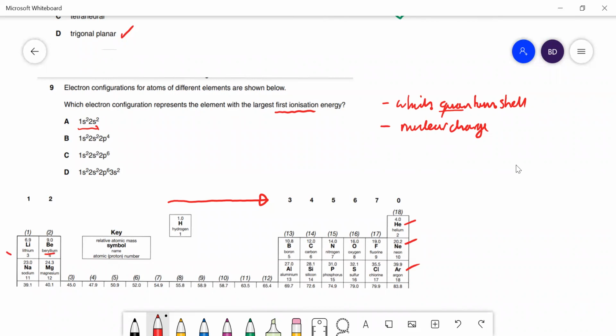That's beryllium. B is going to be 2p4, that's going to be oxygen. That's going to be quite high because it's quite a long way along the period. But this one is going to be higher, 2p6. That's neon. That's got the biggest nuclear charge for period 2. And then D, well, that's going to be lower. That's actually going to be magnesium. That's going to be lower on 2 counts. One, it's in the third quantum shell, further from the nucleus, and magnesium is over on the left-hand side of that period, so it hasn't got a particularly big nuclear charge for period 3. So C is definitely the right answer there.